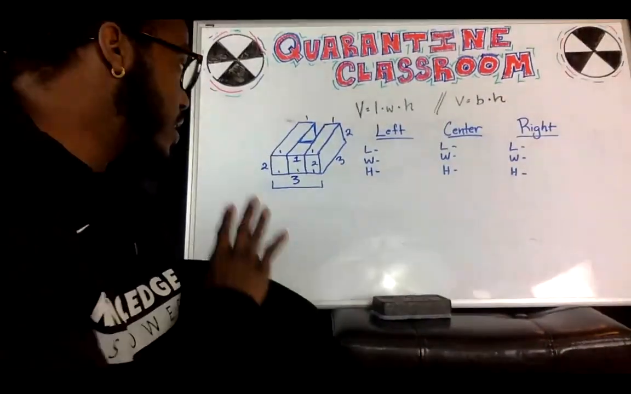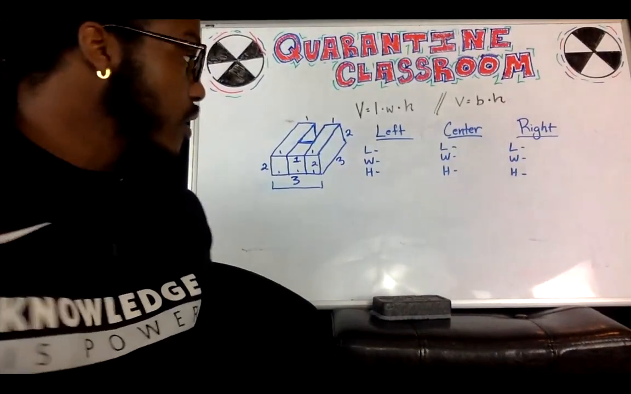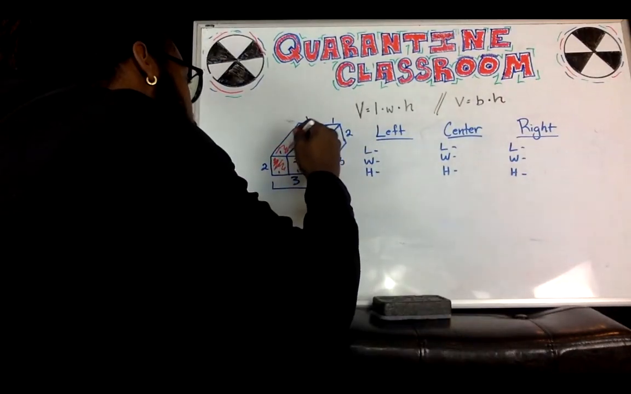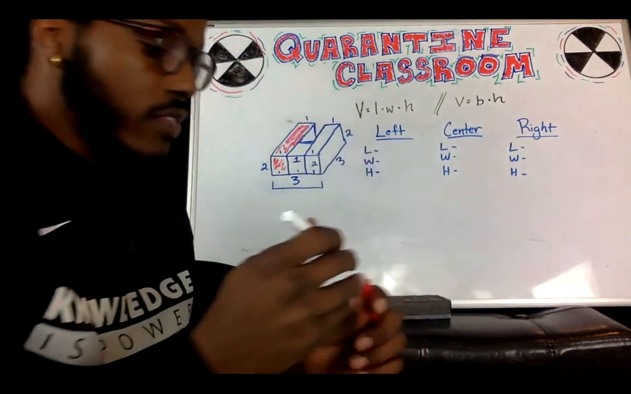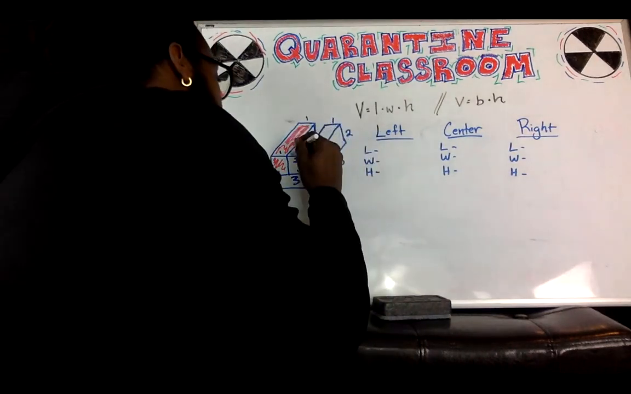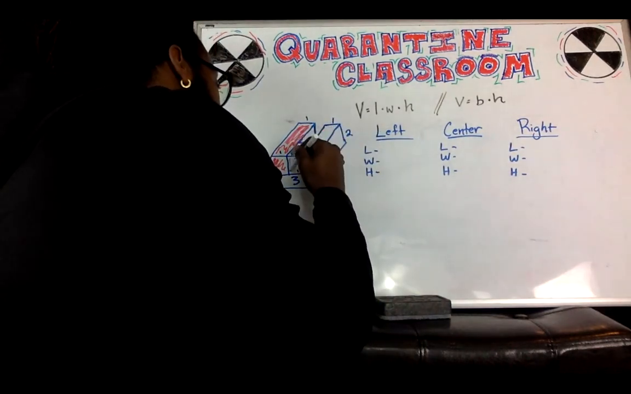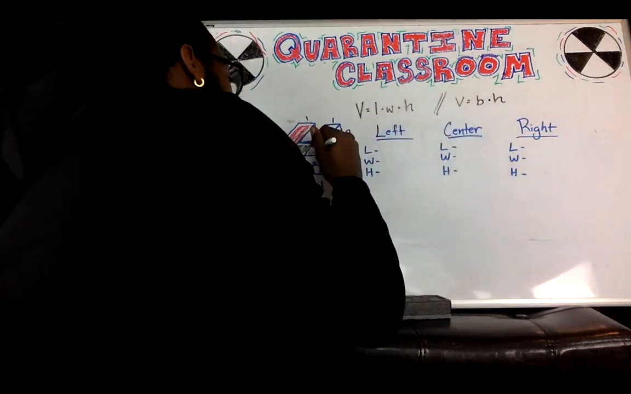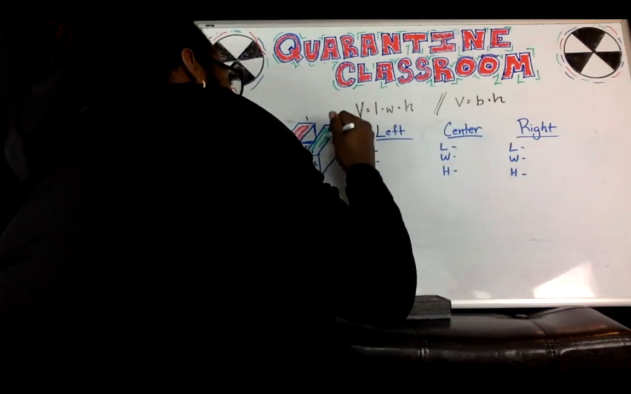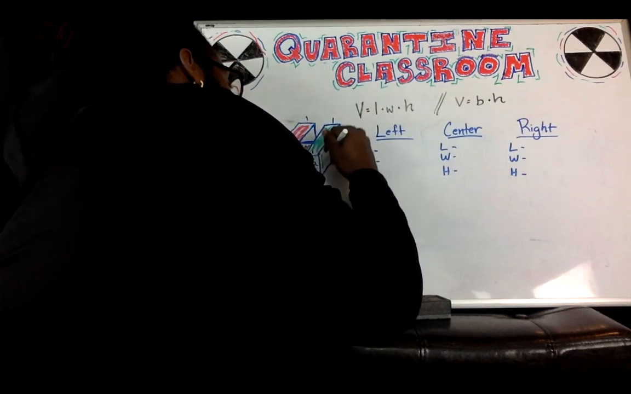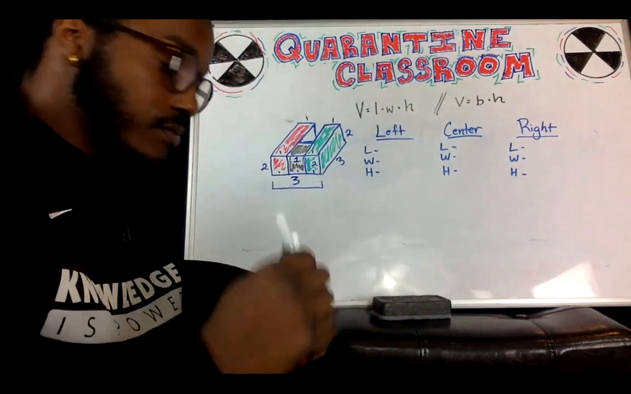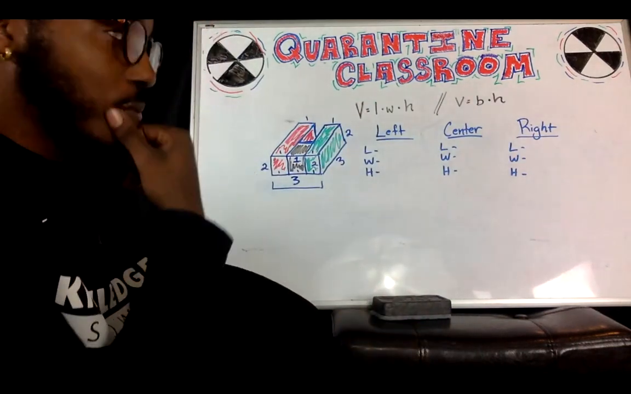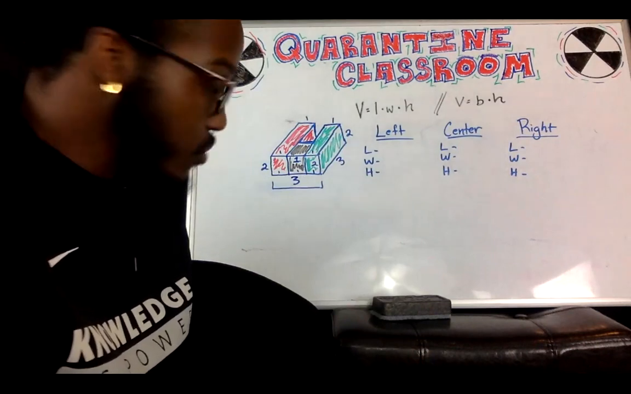So what I did was break this up into three different spaces. Here I have the left side, which I'm going to mark with the red. So my left side. And then I have the center, which I'm going to color with black. And then I have the right side, which I'm going to color with green. Okay, and basically what I can do from this is I can find the volume for each of these pieces individually and then add them together.